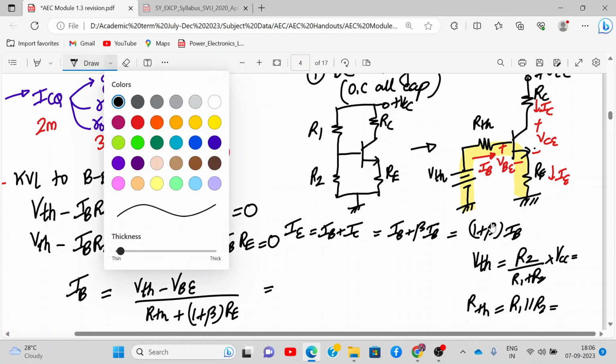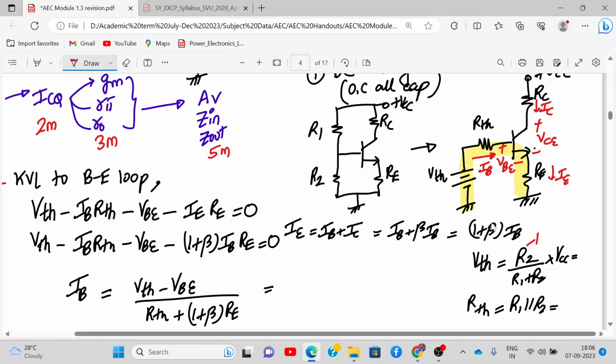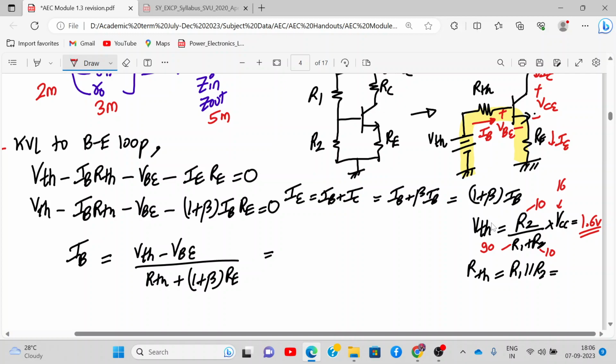VTH will be R2, which is 10. R1 is how much? 90. VCC is how much? 16. So this comes out to be 1.6. Yes or no? Yes, sir. And RTH is R1 parallel to R2, that is 90k parallel to 10k. So the result will be less than 10k. In fact, it is 9 kilo ohm. Correct?